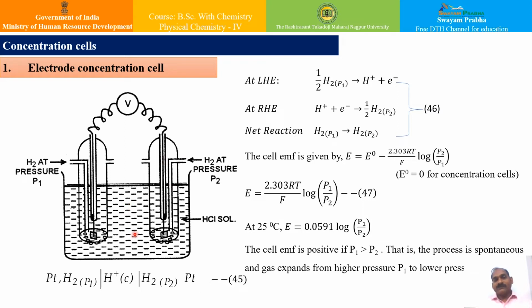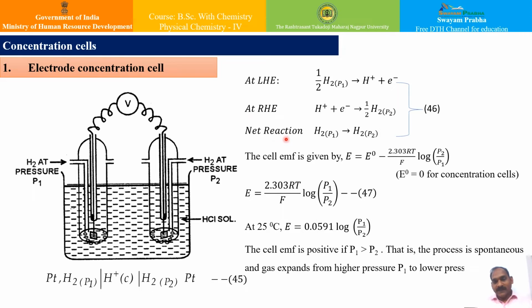Now in this kind of cell, the two hydrogen electrodes are dipped in the same solution containing the hydrogen ion, like if I take HCl solution. So the reactions taking place are like this. At the left hand side electrode, hydrogen liberates two electrons, giving hydrogen ions. Whereas at the right hand side electrode, these two electrons are consumed and hydrogen gas is produced. So the net reaction will be hydrogen at pressure P1 leading to hydrogen at pressure P2.